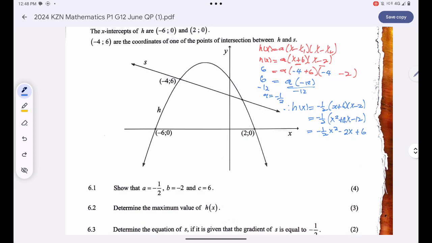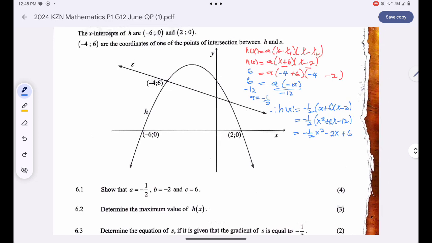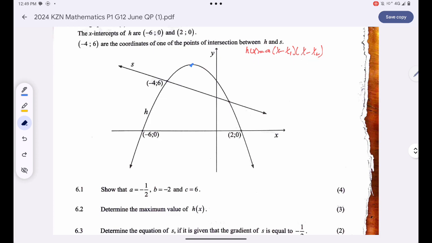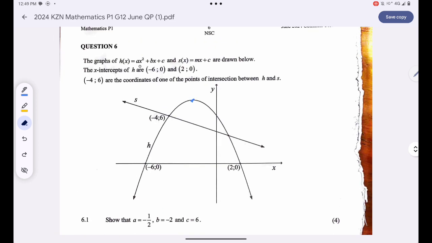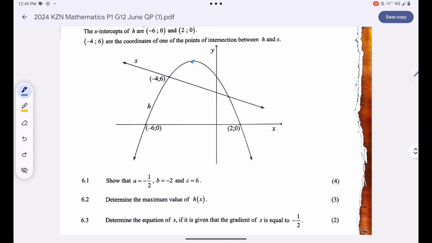Now they want me to find the maximum value of h. How can I find the maximum value? The maximum value is just the y value at the turning point. If I can find the x value at the turning point, I can go and find the corresponding y value. There are many ways to find the x value at the turning point. Since we now know the numerical values of a, b, and c, we can say the x value at the turning point is -b over 2a. After finding the x value, substitute it into the original function of h to get the corresponding y value. That corresponding y value will be your local maximum.